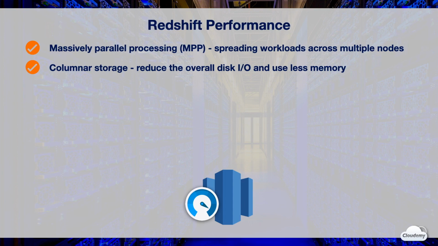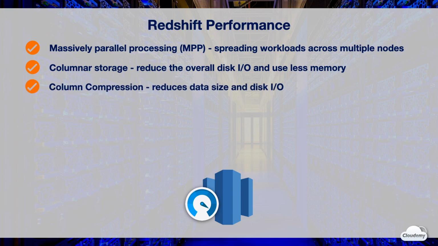Storing data in a columnar fashion reduces the overall disk I/O requests, and uses less memory when executing queries. Data compression reduces the data size when it's stored, and reduces disk I/O when it's read from the storage. Redshift applies adaptive compression encoding for each column based on the column data type. When you execute a query, the compressed data is read into memory, then uncompressed during query execution. Loading less data into memory enables Redshift to allocate more memory to analyzing the data.